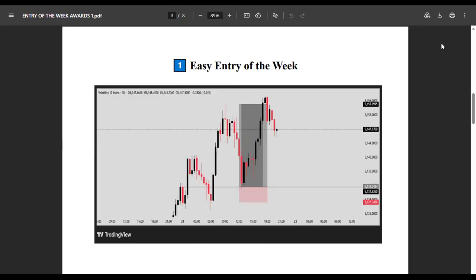Now, starting with category number one, the easiest entry of the week. Actually, this is very recent. I took this today, Saturday, on Volatility 10, and this was the very easiest entry of this week. I'm going to explain how I took this entry today. So let's review how I took this entry.